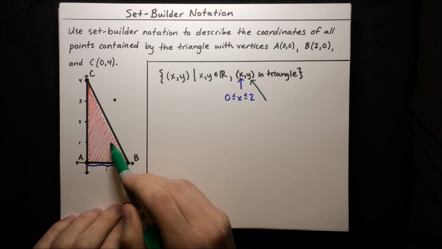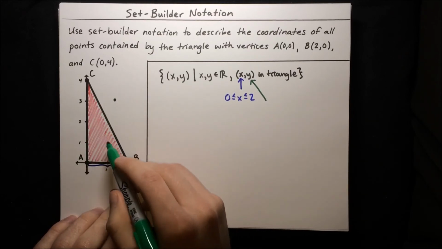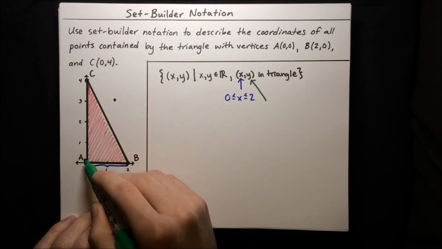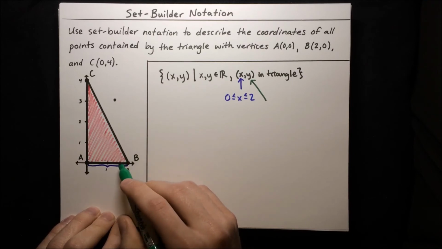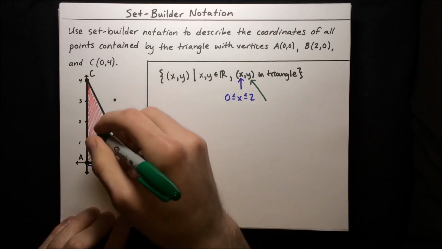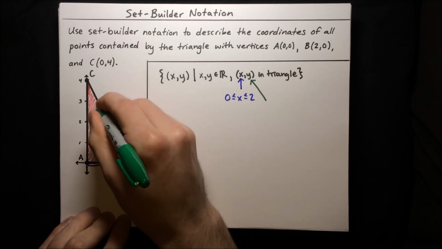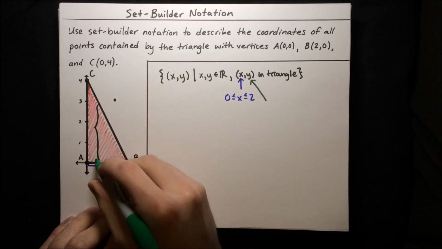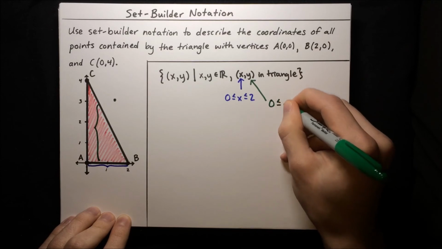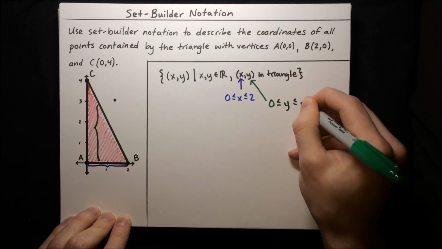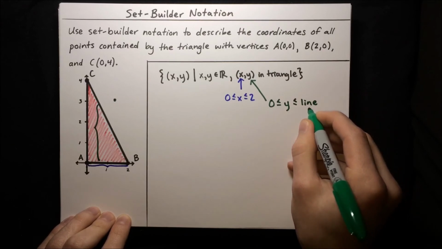So we have to make sure that our y values depend on our x values, because the range of possible y values is shrinking as x goes from 0 to 2. So really we need y to be between 0 and the top of the line here. So for any point x, these are possible y values. So let's just write that down: 0 is less than or equal to y is less than or equal to the line. And we'll figure out what the line is and write that in mathematical form.